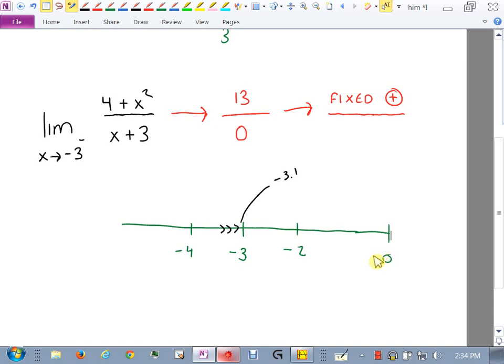So what happens if I take -3.1 and plug it in right here? -3.1 plus 3, that will be a negative number, right? And therefore, I know the bottom's going to 0 through negative numbers. So I can say these are negative, which means I have 0, negative. And so I know my answer is a positive divided by a negative, which would be negative infinity.